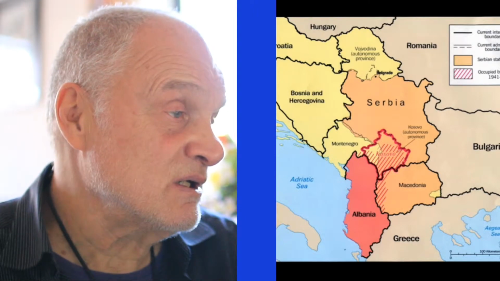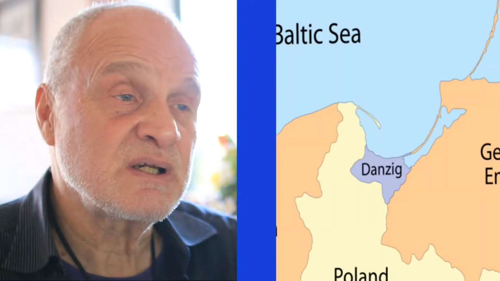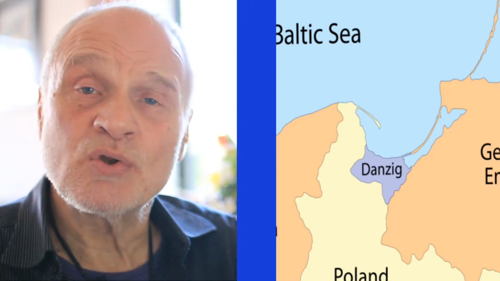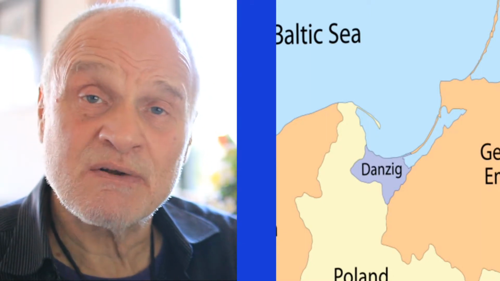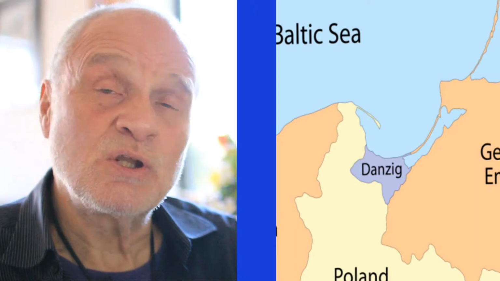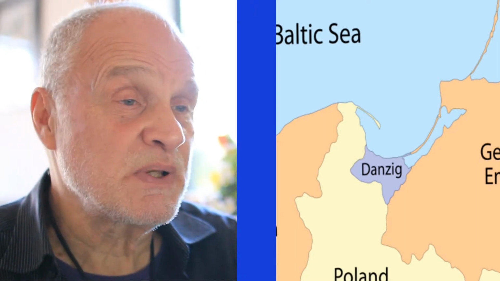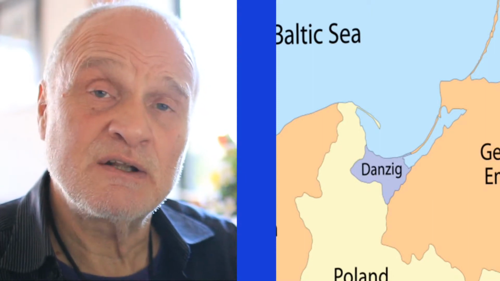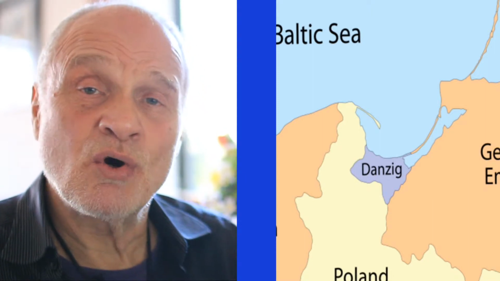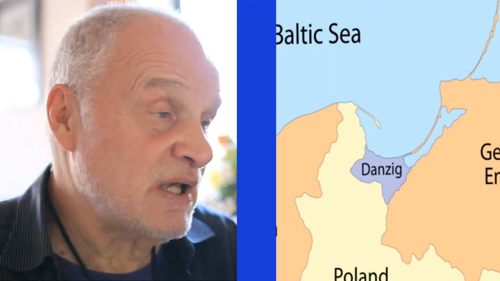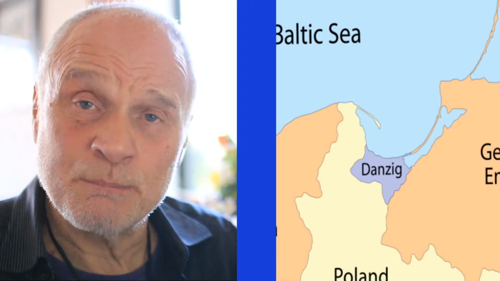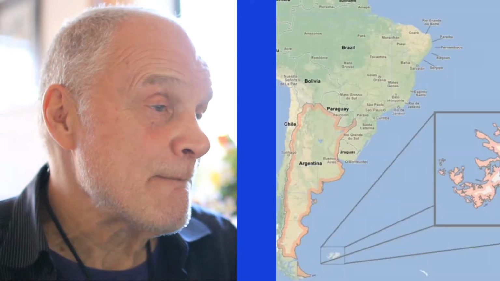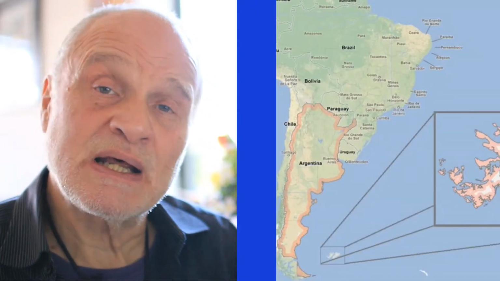And let's see here, we have Danzig. Danzig is today a part of Poland, but before the Second World War it was a part of Germany. But the population wanted to be a part of Poland, and after the war they had the possibility to have a vote, and in this vote they decided to be a part of Poland, and they are a part of Poland today.